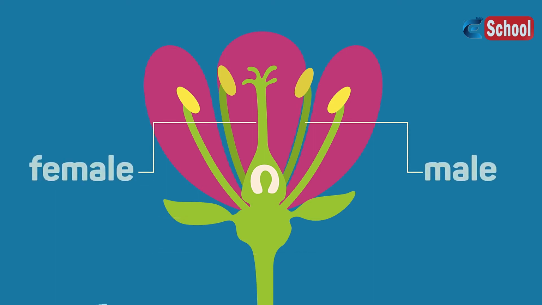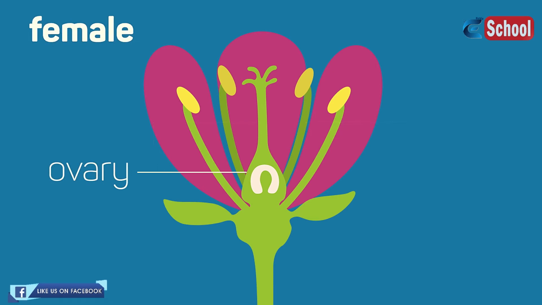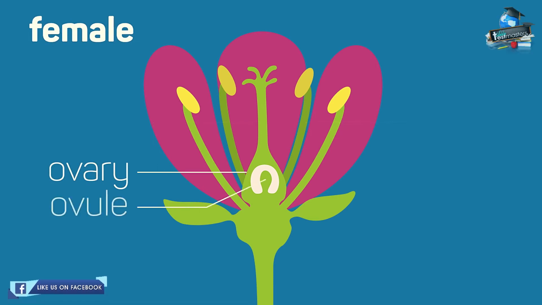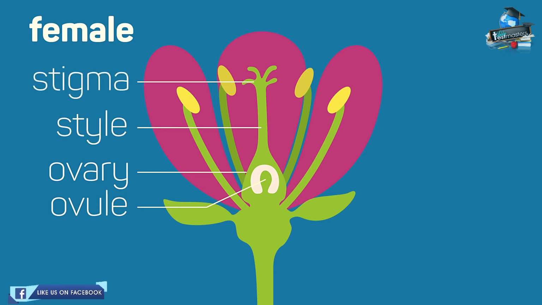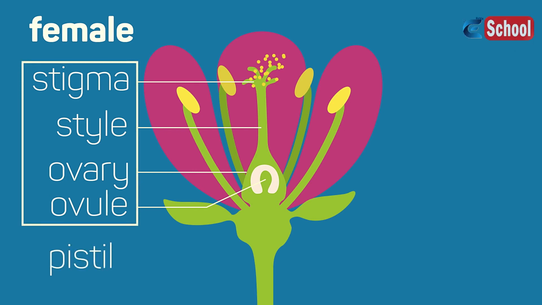Flowers have both male and female parts. The ovary develops into the fruit if the plant is pollinated. Inside the ovary are ovules which become seeds. The style connects the ovary to the stigma. The stigma usually has a sticky substance, so the pollen a pollinator is carrying gets deposited there. The female parts of the plant together are called the pistil.